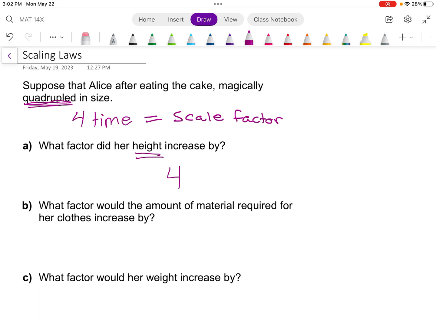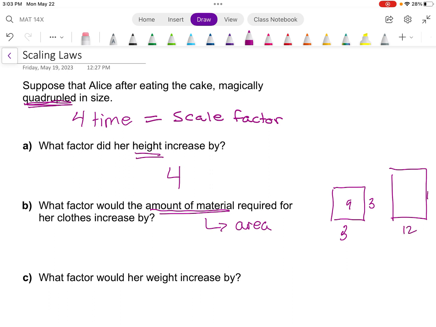All right, the next question, we're asked about the amount of material required for her clothes. If you think carefully about this, material used to make an outfit would actually be an area. And if we're increasing the dimensions by 4, I like to think about this in terms of a square. So if an original square was, let's say, 3 by 3, this would have had an area of 9. But in a square that's now been blown up to 4 times the size, my new side lengths would be 12 by 12, and its new area would be 144.